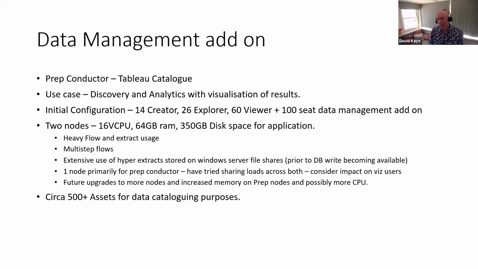And from a data cataloging point of view, which is the other function within the data management add-on, we've got about 500 assets that are used for cataloging purposes, which is not a big cataloging environment. It's not like a large reporting server, which will have many thousands, tens of thousands of assets. But it's just to give you an idea of the size that we're doing in this implementation.